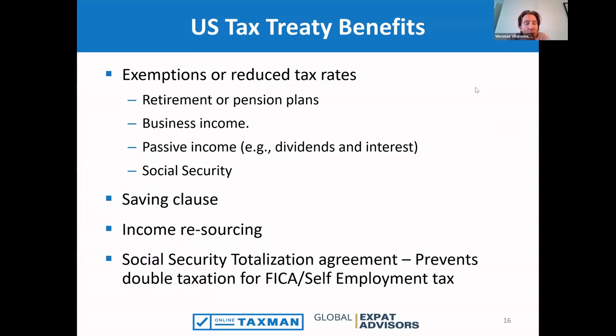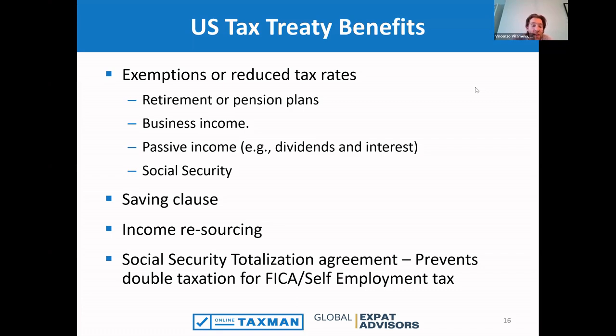For people that do live in countries with a tax treaty, the tax treaty essentially does allow for potentially exemptions or reduced tax rates on things like retirement, Social Security, passive income, etc. I'm not going to really go into specifics because there are so many nuances in each one. But one thing to think through is looking at the savings clause. The savings clause sometimes negates even benefits that are in the treaty by saying, okay, this doesn't count or whatnot.